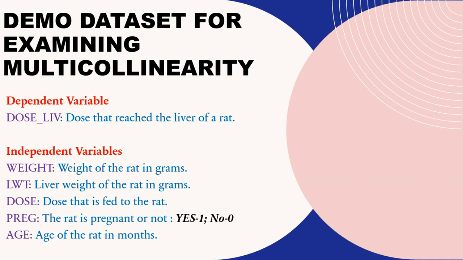For the purpose of explaining how we can detect multicollinearity in SPSS, we take one demo dataset where the dependent variable is dose_lib, that is the dose that reached the liver of a rat, and the independent variables are weight of the rat, liver weight of the rat, dose that was fed to the rat, age of the rat, and the last independent variable is whether the rat is pregnant or not. If yes, then we take 1, and if not, we take it as 0.